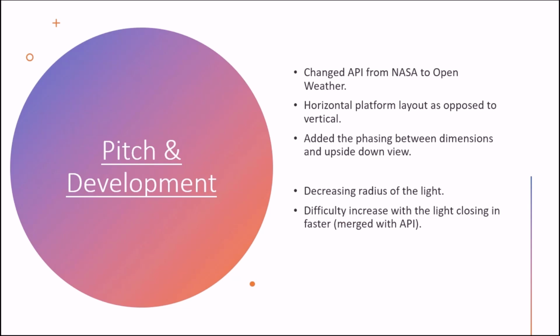And then I added in the phasing between the dimensions and the upside down view, which weren't previously mentioned in the pitch, but I felt like they gave extra parts to my game. The parts that I decided to keep the same were decreasing the radius of the light, and merging this with the API, which gives it that extra function of the API, and the difficulty increases because the light closes in faster based on the weather.